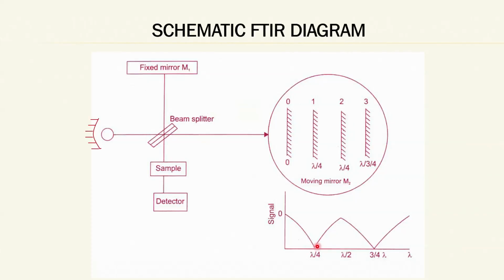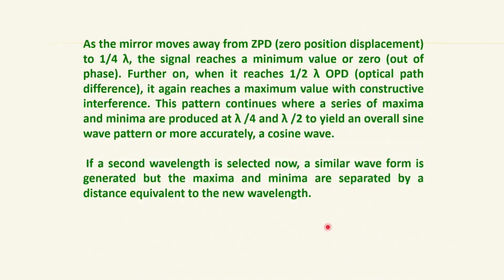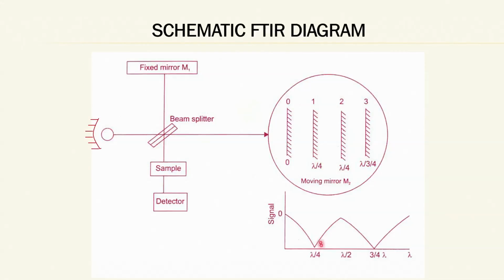Right. So, now as the mirror moves away from the 0 position to a displacement of 1/4, the signal reaches a minimum value, or 0, that means it is out of phase. Here at lambda by 4, this signal reaches minimum. So, here there is no signal.